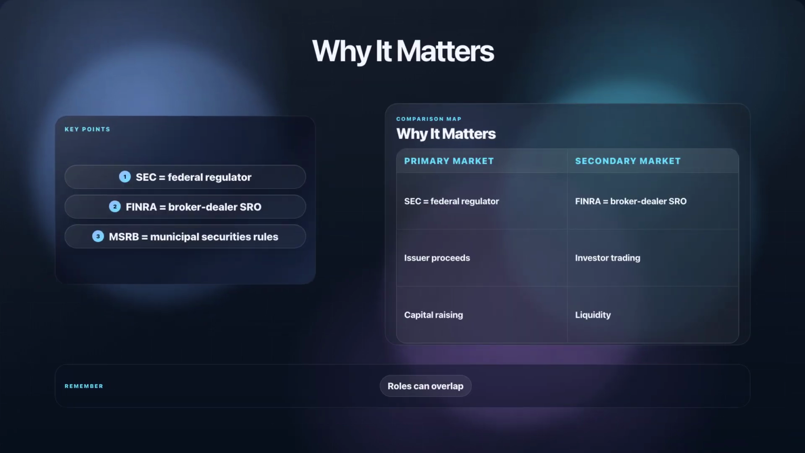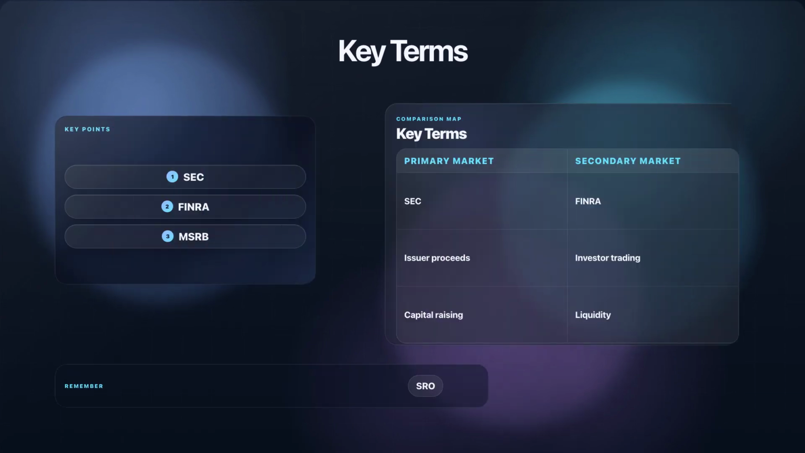This matters because SIE questions rarely test concepts in a vacuum. They often describe a market participant, a product, a customer, a firm action, or a regulatory situation. When you understand the purpose of regulatory roles, the answer choices become easier to compare. Start by separating the key terms. For this topic, pay attention to SEC, FINRA, MSRB, and SRO.